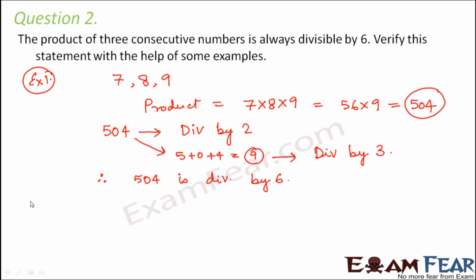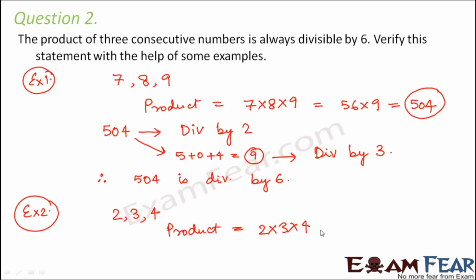So this statement is verified. So let us take one more example to verify the statement. Let us now consider the 3 numbers as 2, 3 and 4. What is their product? The product of 2, 3 and 4 would be 2 into 3 into 4, that is equal to 24.